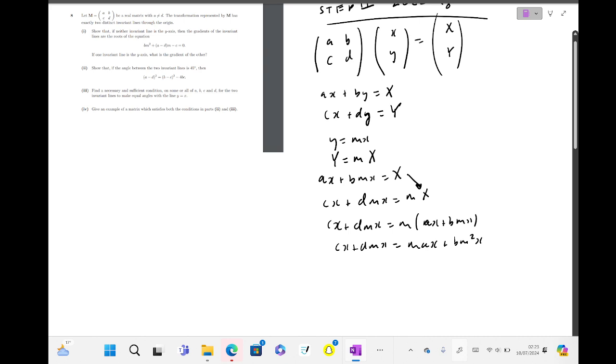And we take everything to the other side. I'm going to move to the left-hand side of the page, but if we take everything to the right-hand side, we'll get this. And we can take x common.